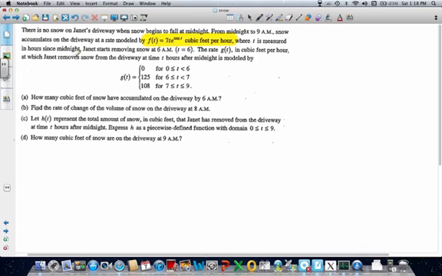Where t is measured in hours since midnight. Janet starts removing snow at 6 a.m. The rate g of t in cubic feet per hour at which Janet removes the snow from the driveway at t hours after midnight is modeled by this function.